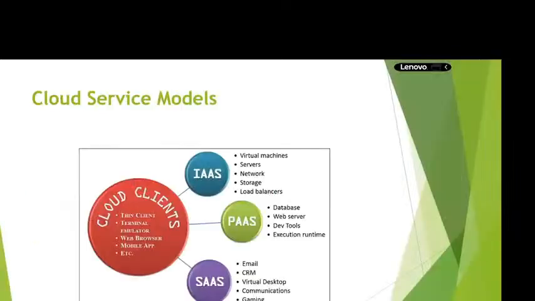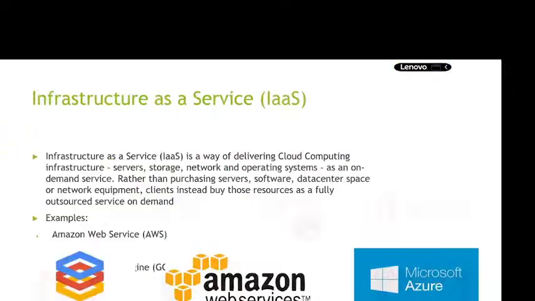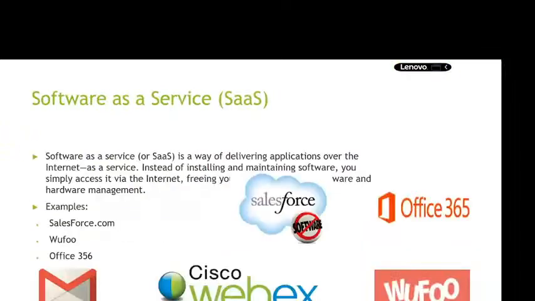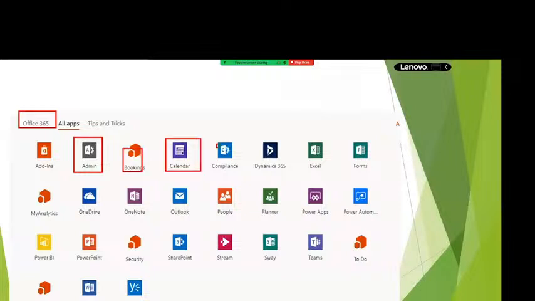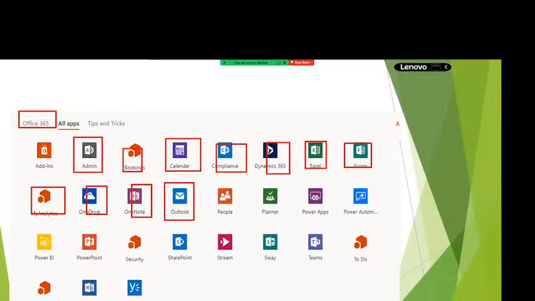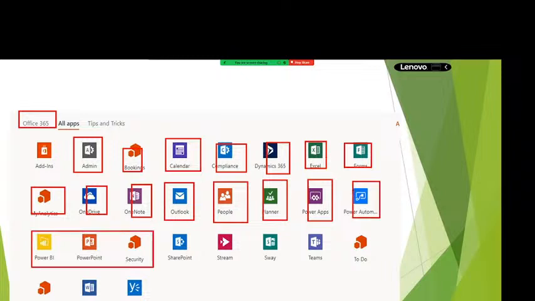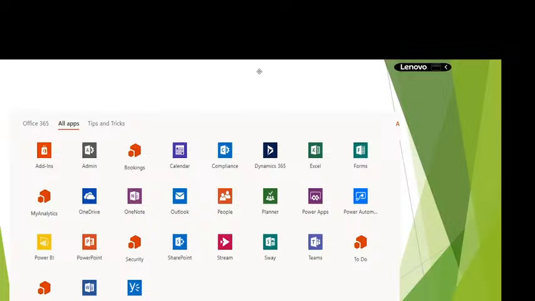See, these are the components provided by Office 365: Admin, Bookings, Calendar, Complaints, Dynamics, Excel, Forms, Analytics, OneDrive, OneNote, Outlook, People, Planner, Power Apps, Power Automate, Power BI. All these things are managed by Microsoft. You need not worry about managing these things. This is Software as a Service.